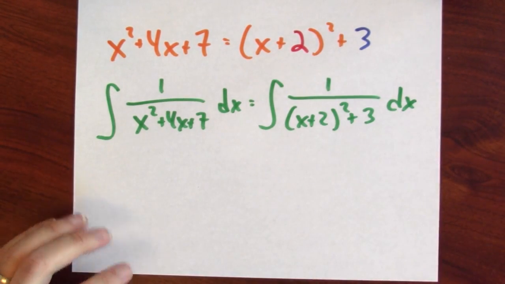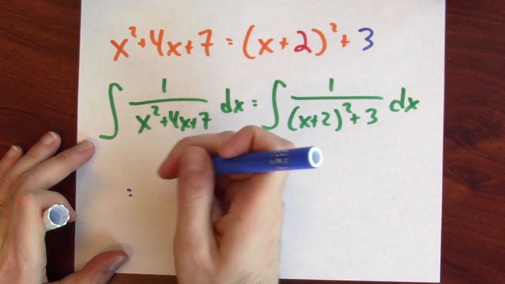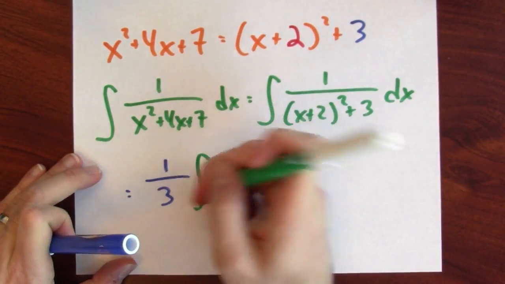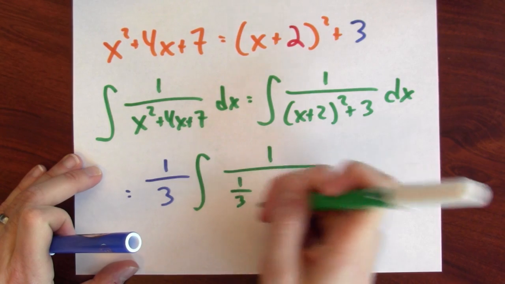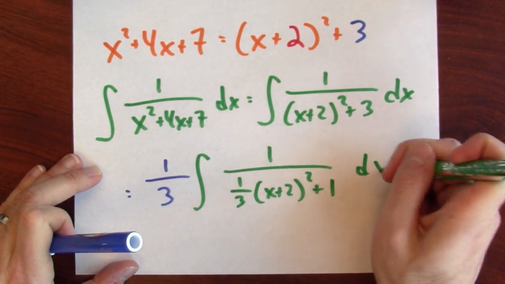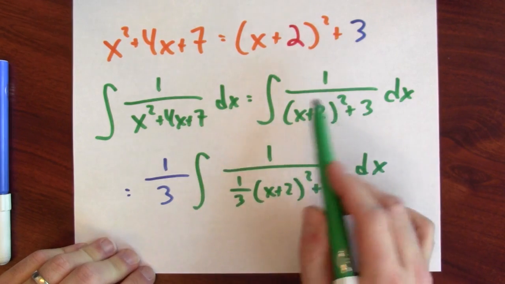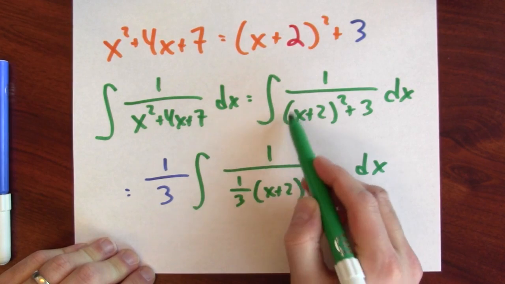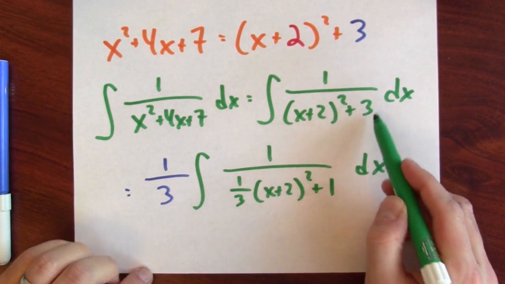I can get a constant here. I can factor out something. I'll factor out a third, and then it'll be the integral of 1 over 3 times x plus 2 squared plus 1 dx. Right? This is the same thing as this, because this 3 times a third is just the 1 here that I haven't written, and 3 times plus 1 gives me this plus 3.